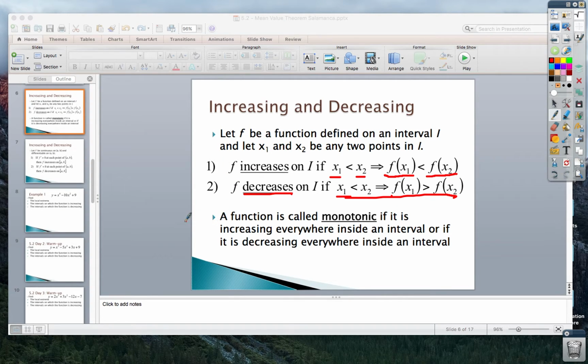Now, a function is called monotonic, mono meaning one, tonic, if it is increasing everywhere inside an interval, or if it is decreasing inside an interval. So it's monotonic if the graph is either increasing or decreasing, because it's only going in one, hence monotonic, direction.